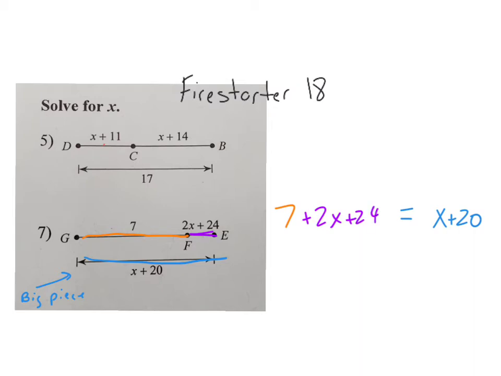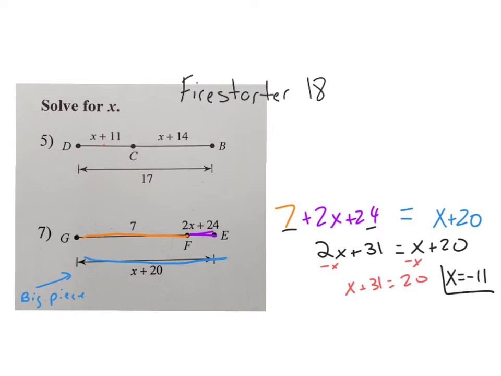Now we just have a simple solve problem. I'm going to combine my like terms on the left side. So I have 2x plus 31 equals x plus 20. Now I'm going to move my x's to the same side. So minus x minus x. I get x plus 31 equals 20. Now I'm going to subtract 31 from both sides. So I end up with x equals negative 11.